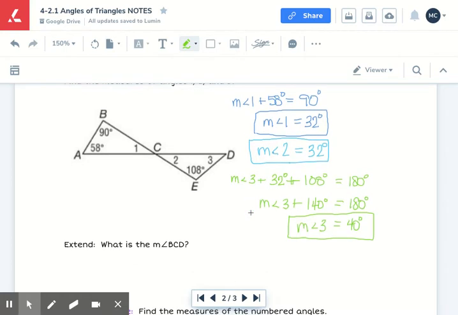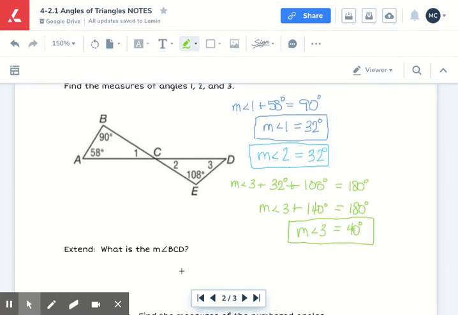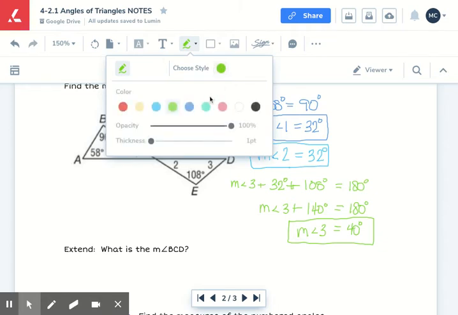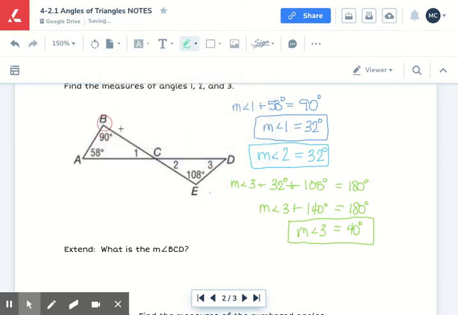Okay, now before we move on to the next theorem there's an extension question on this one. It says, what is the measure of angle BCD? So looking at the picture there, let's go back and look. BCD would be this angle right here. So take a moment and think about that one. Could you figure out the measure of that angle?